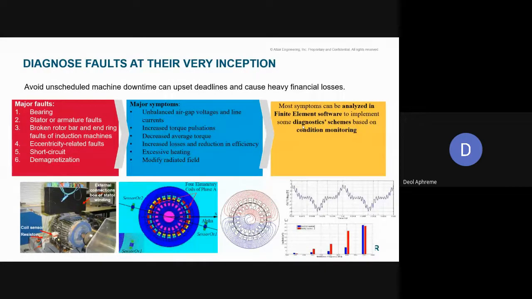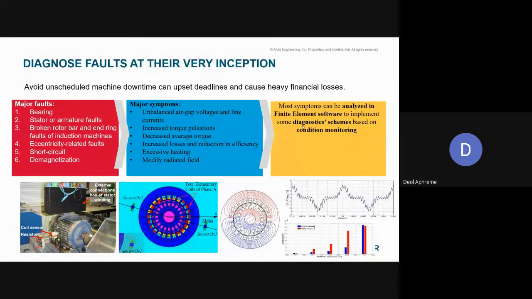Because of eccentricity faults, the insulation can break down. The rotor bar or end ring can have a breakage or a fault if the force is too much. Eccentricity related faults, short circuit, and demagnetization, all these are very realistic things that occur on a day-to-day basis in generators. So simulating them and seeing the response is also equally important.